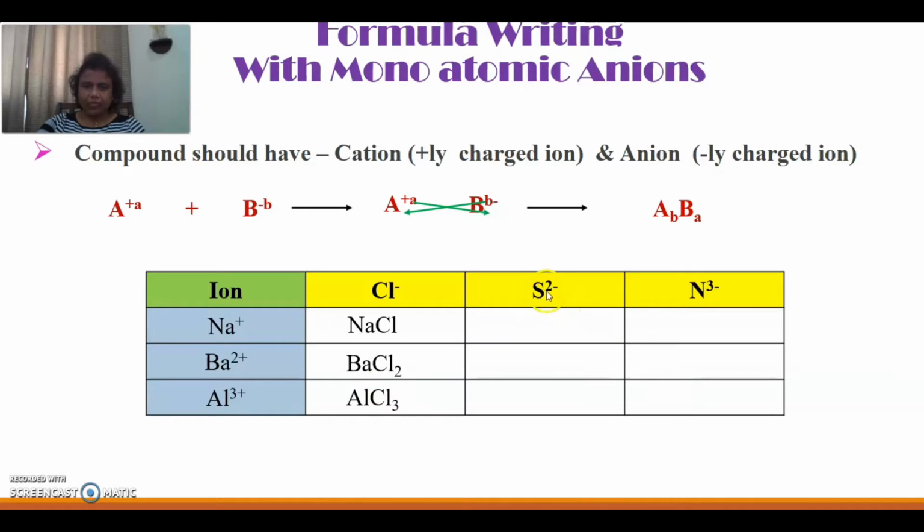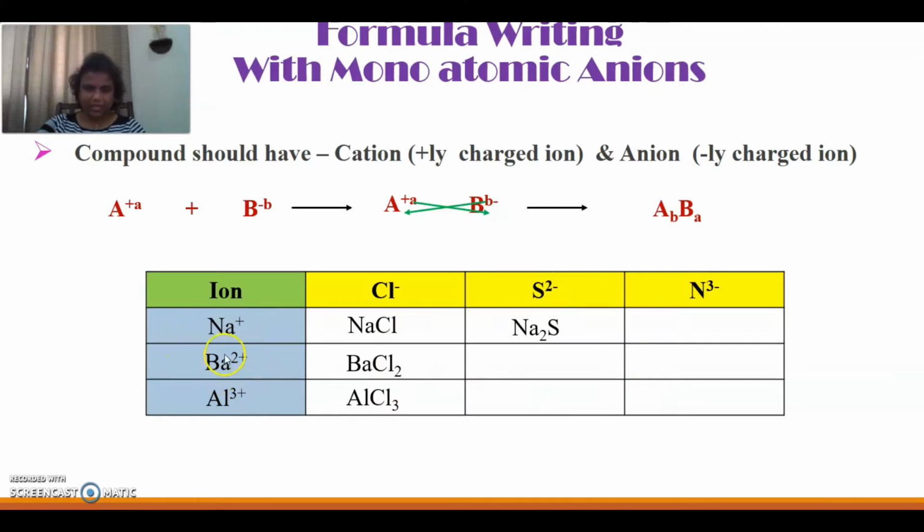Okay, we'll see this one. Here the anion has 2, there is not 1 like the earlier one. So it will be like this, Na2S. The number always goes to the other element.